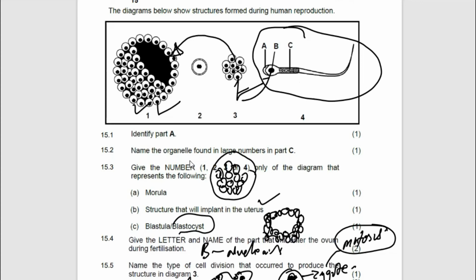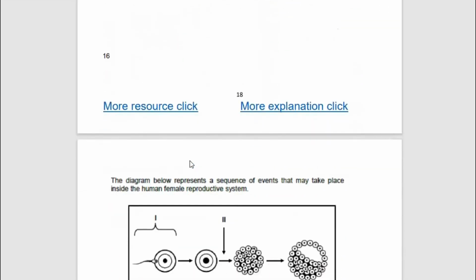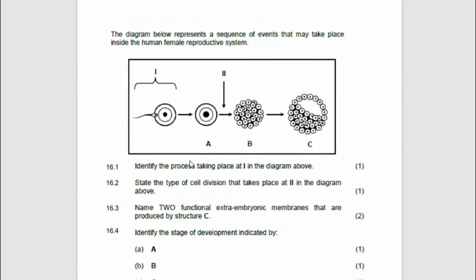Basically, this is one, this is two, this is three, and then it's four. The process I was trying to explain is here. The diagram probably represents the sequence of events that may take place inside the human female reproductive system.